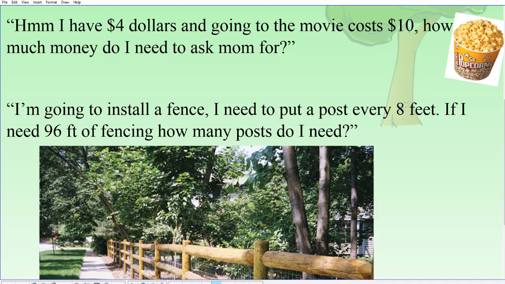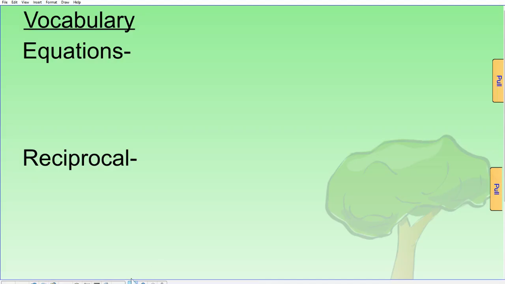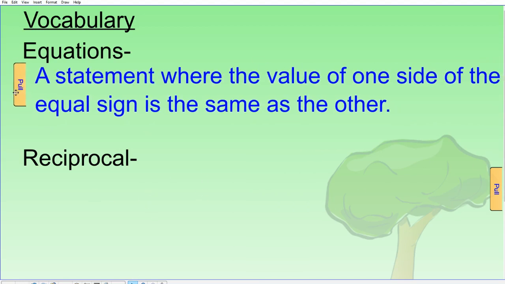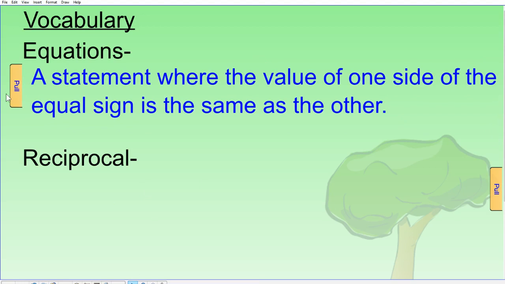Okay? So we have two vocab words here. We have equation and reciprocal. An equation is a statement where the value of one side of the equal sign is the same as the value on the other. So both sides have the same value. Like 3 equals 3 is technically an equation. This side is the same as this side. Or if I said 2x equals 8, I'm saying that these two sides are equal. And a lot of times our goal is to figure out, well, what is that number that makes this side equal that side? In this case, hopefully you know the answer is 4.